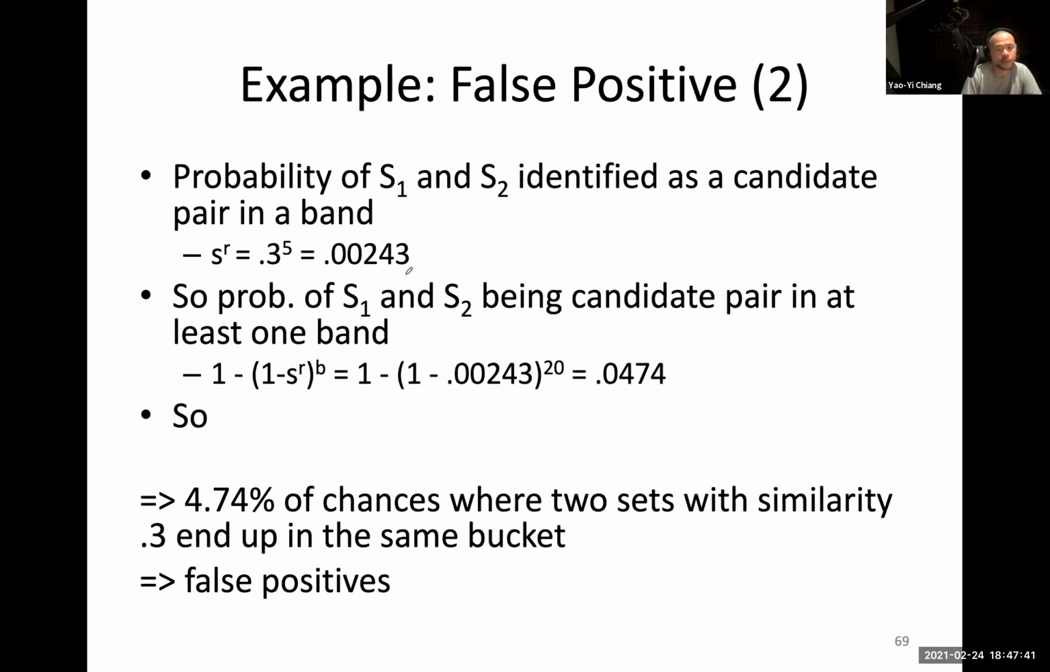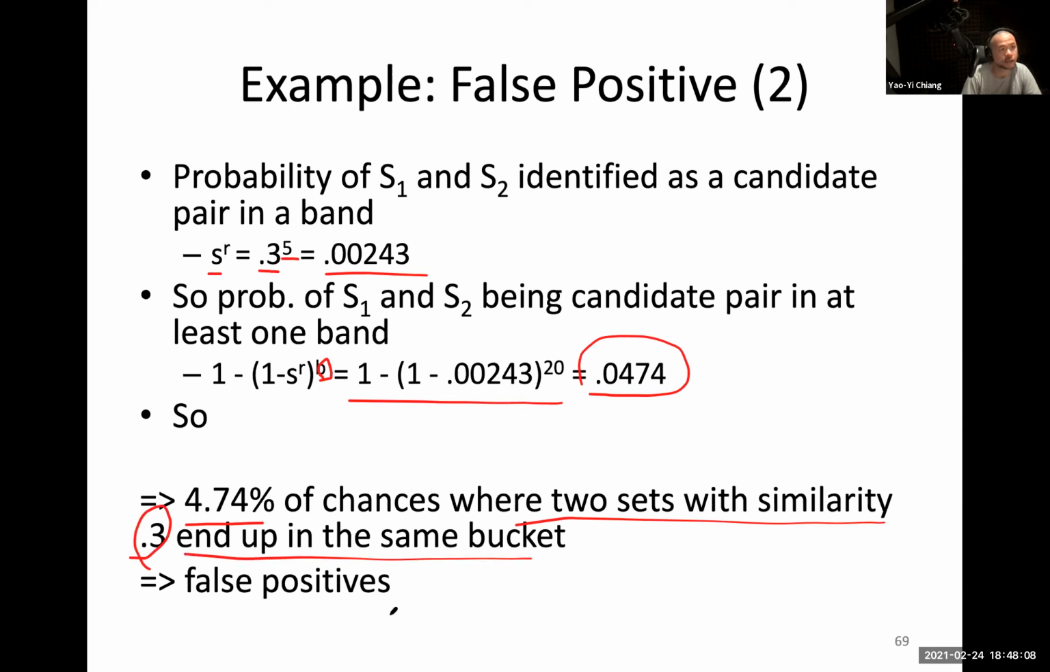If we look at one band, it's 0.3 to the power of 5. That's a very small number. But you do have multiple bands, so it becomes a larger number, 0.047. So there is a 4.7% chance that two sets with similarity of 0.3, 30%, will end up in the same buckets and become your false positives.